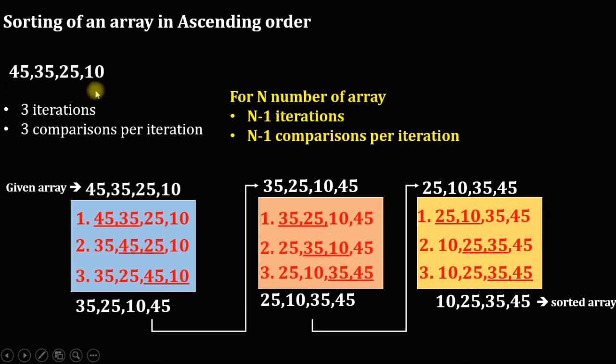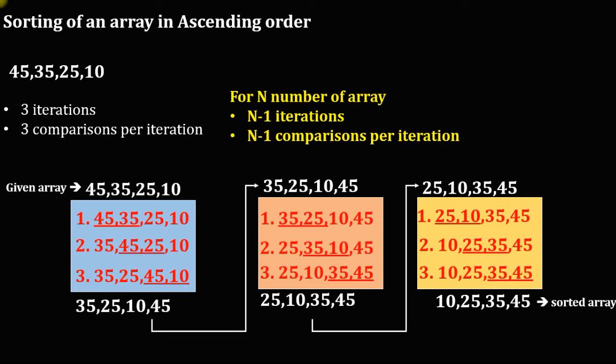This is the given array, and this is the output, the sorted output in ascending order. This is the procedure we need to implement in writing the ALP.